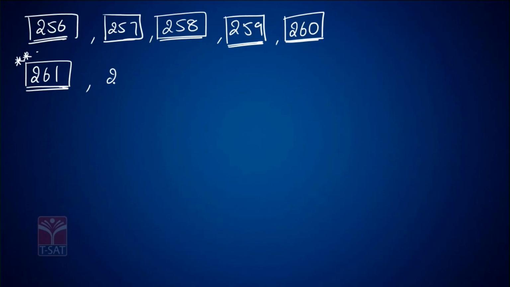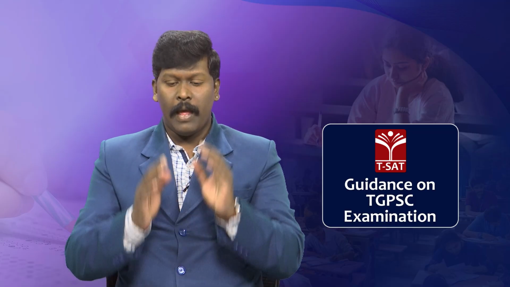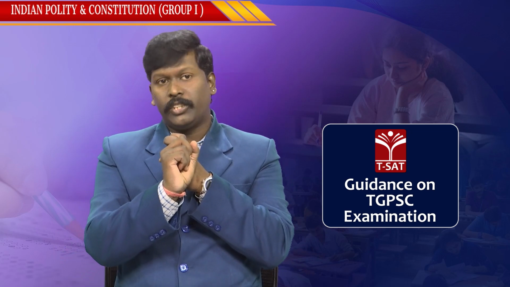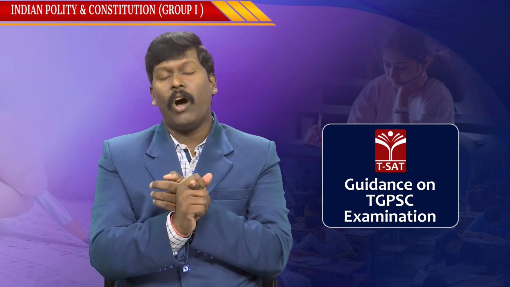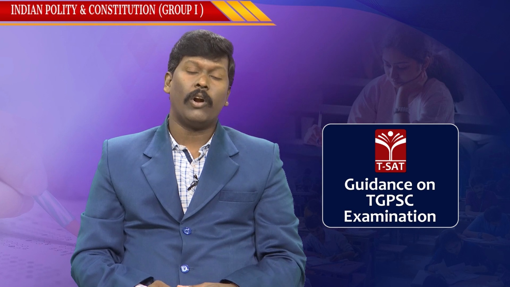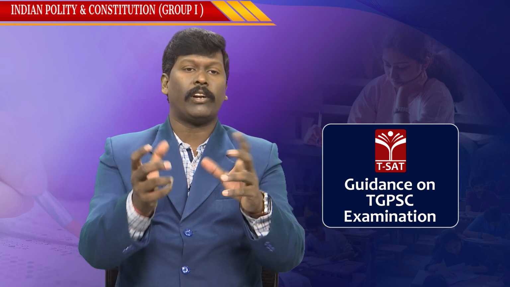Next one is Article 262, again very important for the exam. Now, what is Article 262? It says, Parliament by law shall ensure to clear all the interstate water disputes. The interstate water disputes between two states shall be solved by a law made by the parliament. Parliament has to come up with a law to provide a solution for interstate water disputes.